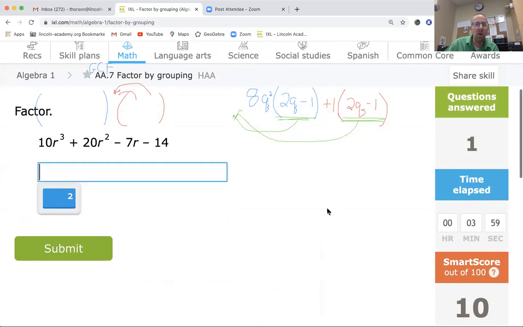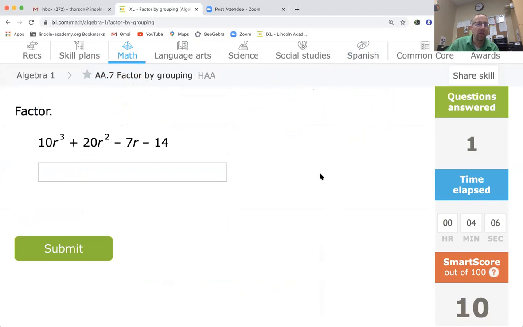All right, so let's do one more. And then we'll go into factoring the quadratics this way by grouping. So again, the first thing we're going to do is we're going to look to see what's in common with these first two terms. So what's in common with the 10r cubed and the 20r squared? Yep, a 10. And how many r's? Very good, 10r squared.